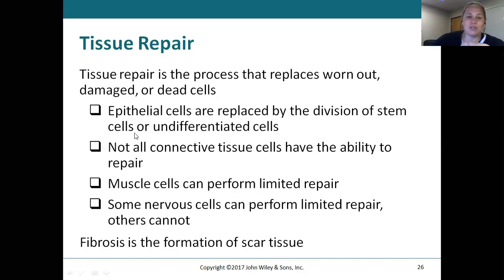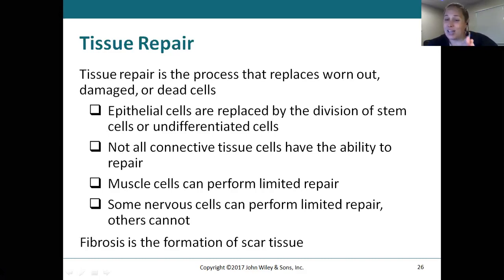Not all connective tissues have the ability to repair themselves, so you're not necessarily going to see the same level of mitotic activity. If you wear down a connective tissue, it doesn't necessarily get replaced as easily as an epithelial tissue. Muscle cells have limited repair. You can have repair of muscle tissue once it's been damaged, but the turnover for that isn't great necessarily. Some nervous cells can perform limited repair, others cannot.